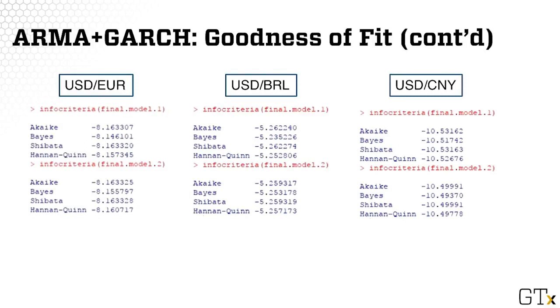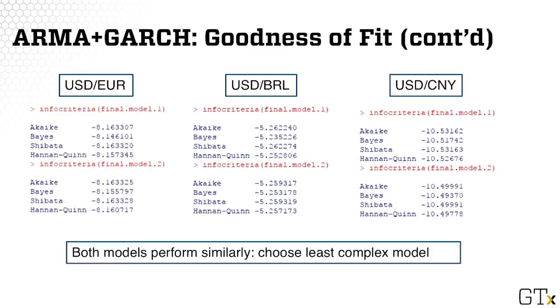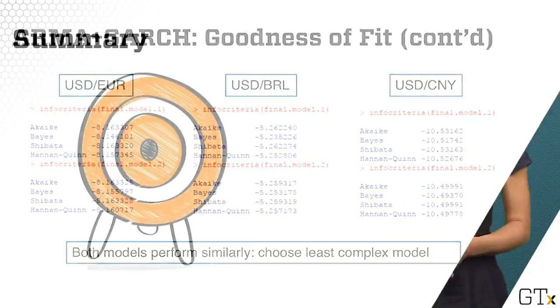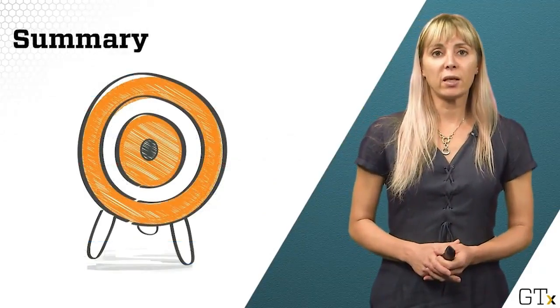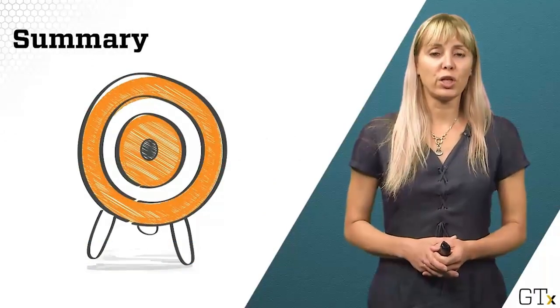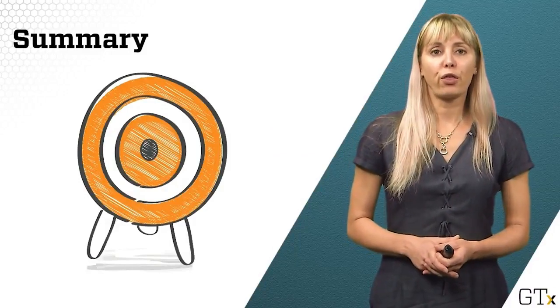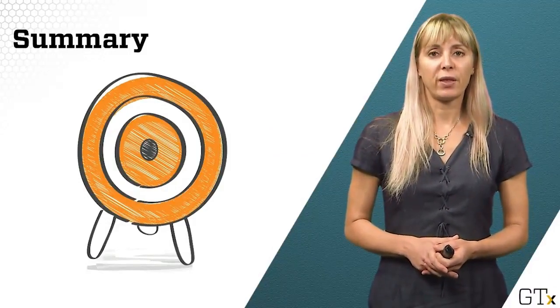These are the R outputs for the comparison of the information criteria for the two models for each of the three currencies. Across all currencies, both models perform similarly, suggesting that the less complex model with low AR and MA orders for the conditional mean would perform similarly as the more complex ARMA with high AR and MA orders. In summary, in this lesson, I illustrated the implementation of the joint ARMA-GARCH model for the three exchange rates. Thank you.